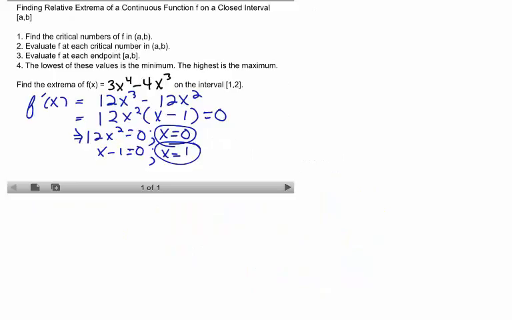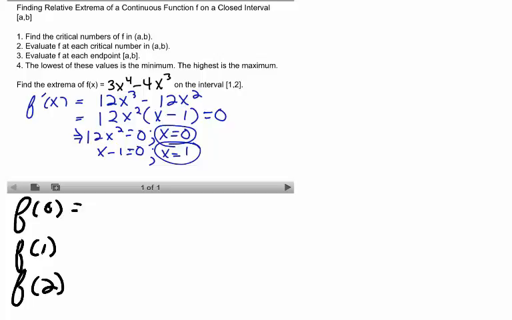Next, we plug our critical values along with our endpoints into our original function f to find our extrema. In other words, we want to find f of 0, f of 1, and f of 2.